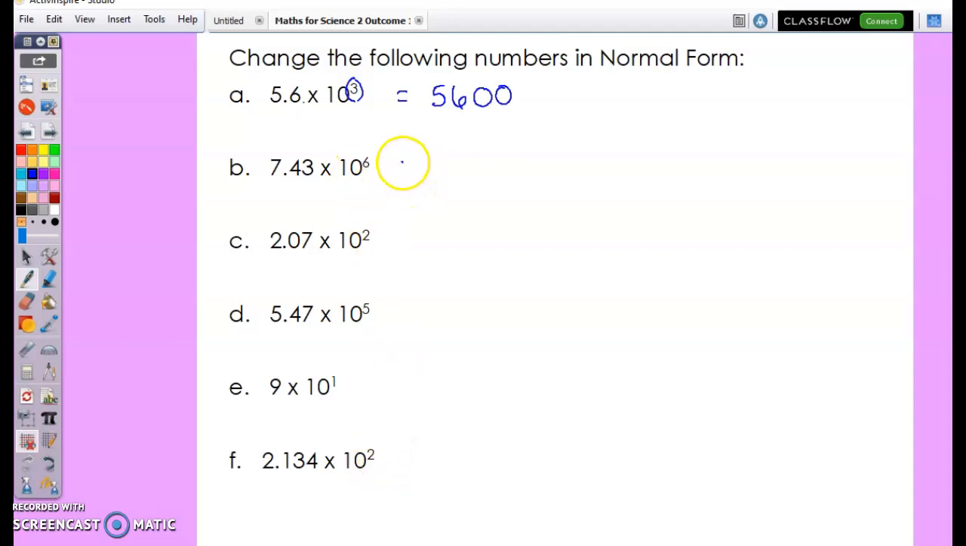Next one, 7.43 times 10 to the power of 6. I'm going to take 1, 2, those 10s to get rid of my decimal point. So I've got 4 left. You can always do a check. My decimal point was here, I've moved it to the end, so 1, 2, 3, 4, 5, 6. Moved it 6 spaces.